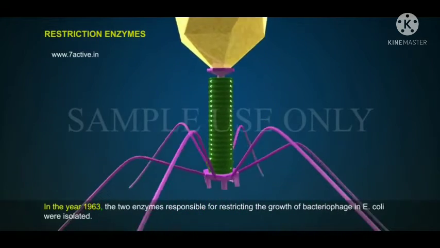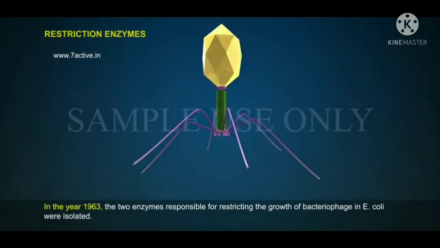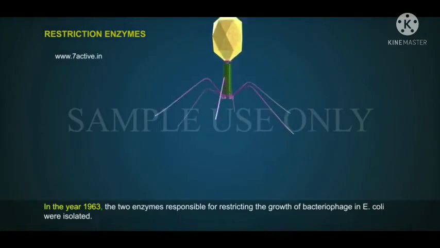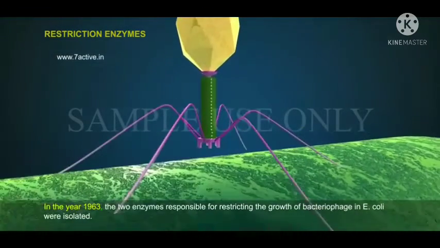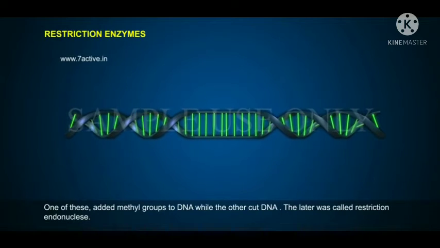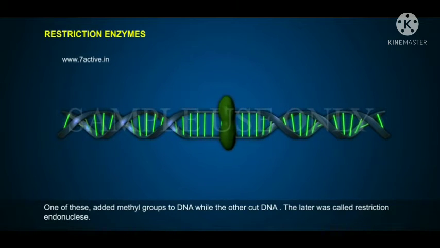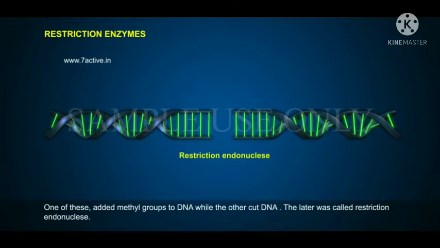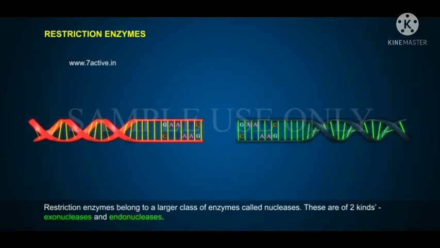In this video, you can see a bacteriophage with spikes that act as an end plate. With this, they have the capacity to incorporate themselves inside the bacterial cell. If you do not want the DNA to be cut, add a methyl group, and the DNA which does not have methyl groups can be cut efficiently with the help of restriction endonucleases.